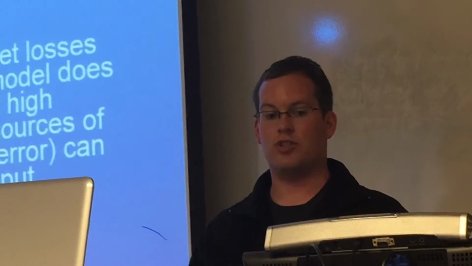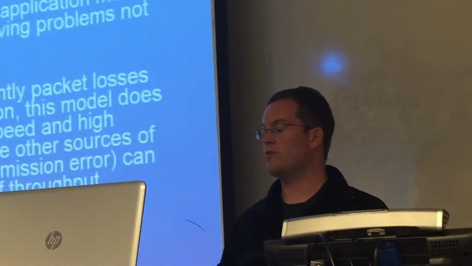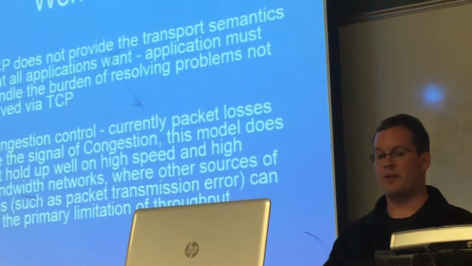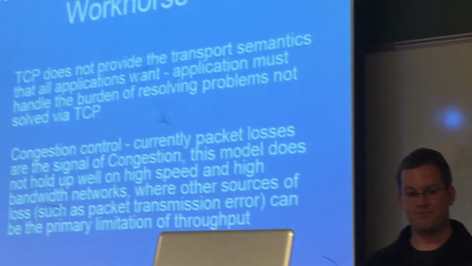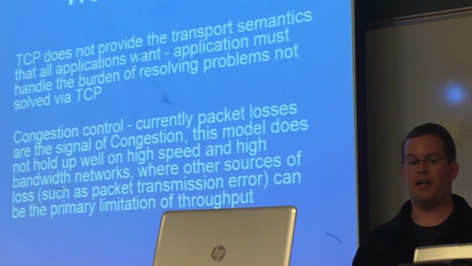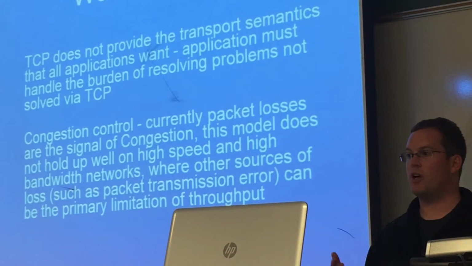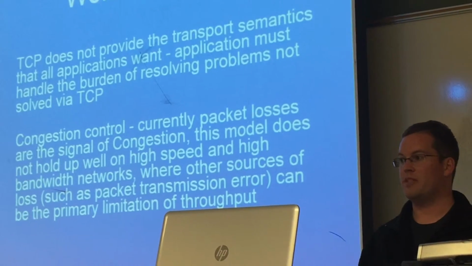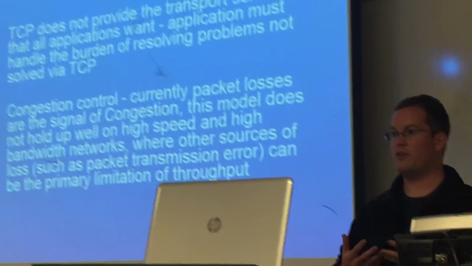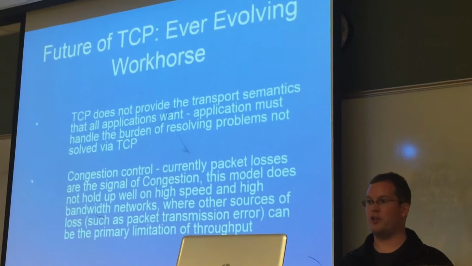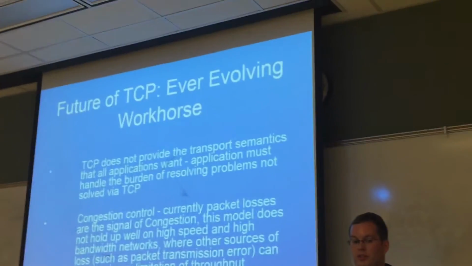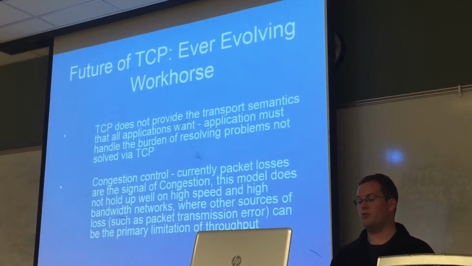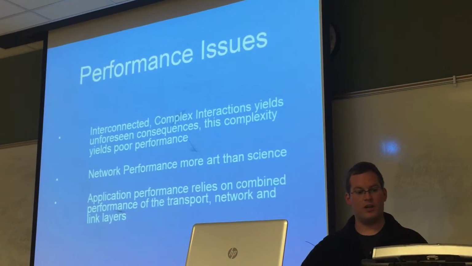And then second, congestion control. Currently, the big signal system that we use to know if there's congestion is packet loss. I mean, that's the main model right now. But it doesn't hold up well on your high-speed, high-bandwidth networks because that's when other sources of loss, such as packet transmission error, start to be the primary limitation of throughput. So we have to look at how to account for these decreasing noise of congestion, of packet loss congestion. That's going to be an issue that we really have to look at in the future.